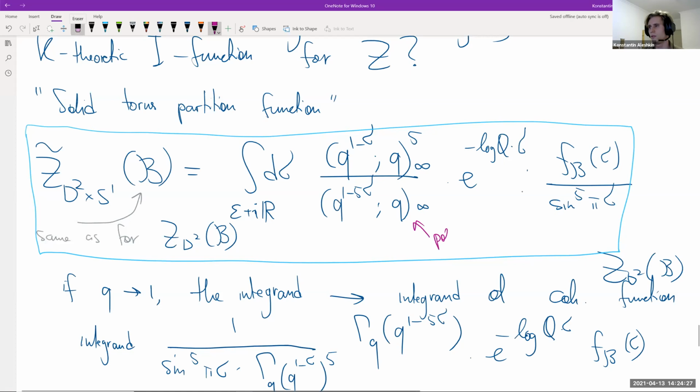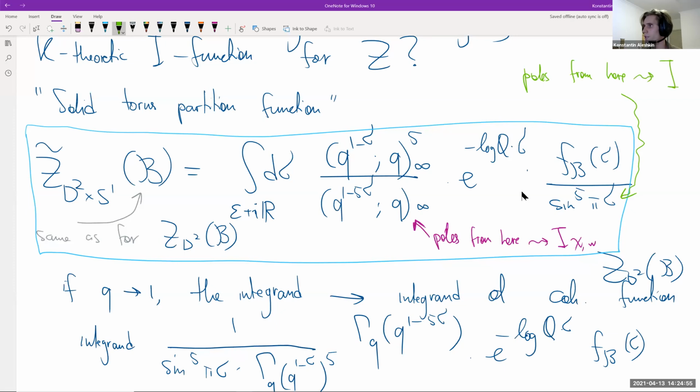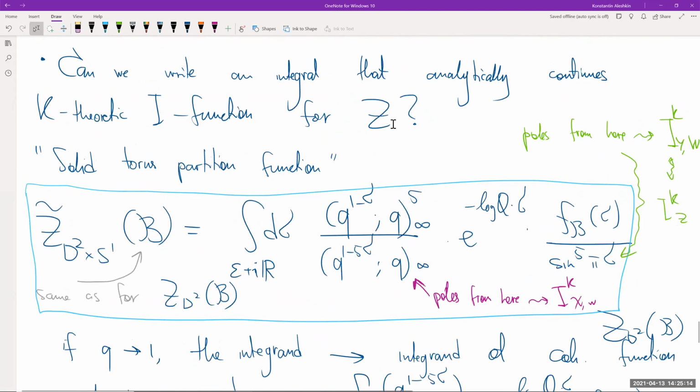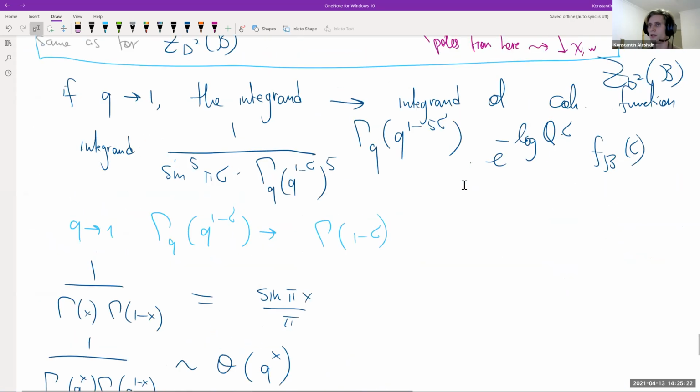Let me use this color. Poles from here will lead to the I function of X, W, or poles from here, from the trigonometric part, will lead to the K-theoretic I function of Y, big W, related to the K-theoretic I function of the quintic. And in the 24-dimensional space, we can get by counting these poles. Is that somehow right? Yes. This is exactly what happens.